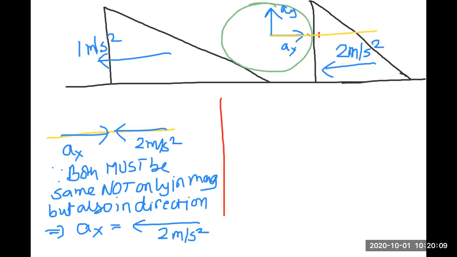Now let's look at the second condition. Draw a dot on the sphere near the point of contact. Draw a dot on the incline near the point of contact. Connect by a yellow line. Draw this yellow line somewhere else. Draw the acceleration of the particle 1 or object 1. Draw the acceleration of the object 2.